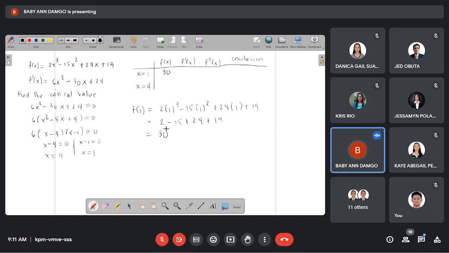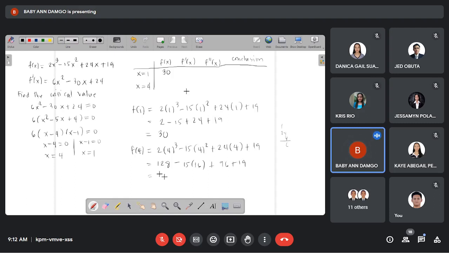Next, when x is 4, so we have f of 4. This is 2 times 4 cubed minus 15 times 4 squared plus 24 times 4 plus 19. So, 4 cubed: 4 times 4 is 16 times 4, so 64. So, 64 times 2 is 128. Okay? So, minus 15 times 4 squared, we have 16 plus 24 times 4, so we have 96 plus 19.